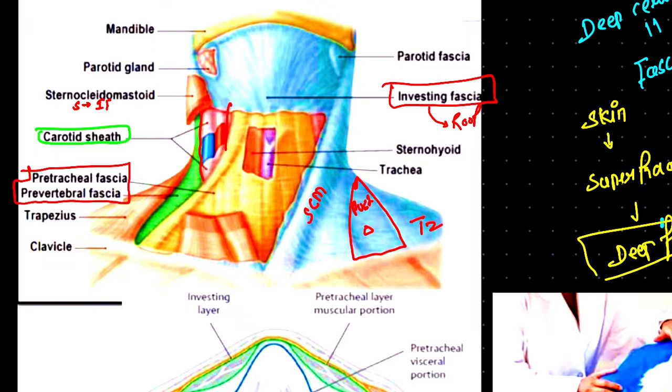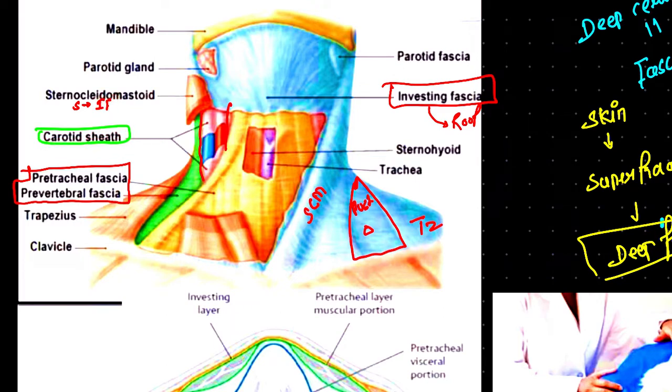It is enclosing various important structures such as the common carotid artery, which will continue as the internal carotid artery. This is medially present, and then we have got the internal jugular vein, and in between these two structures we have got the vagus nerve. These are the contents of the carotid sheath.